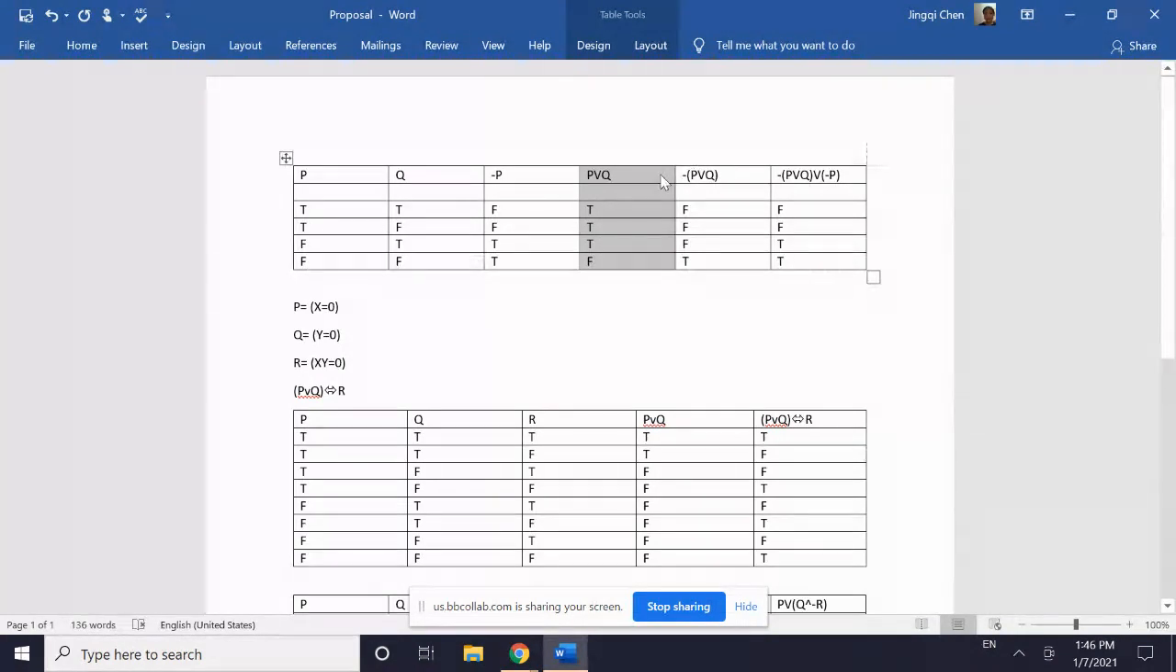And then not (P or Q) would be the opposite of P or Q. So if it was true, then I would put false. If it was false, then I would put true. And then I have the first part, and I also have not P. So then I would just have to look at this one and this one.